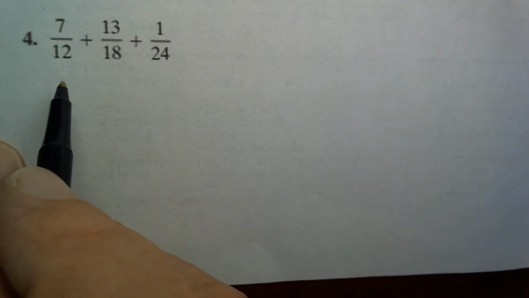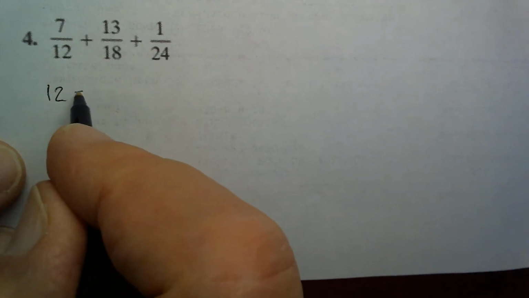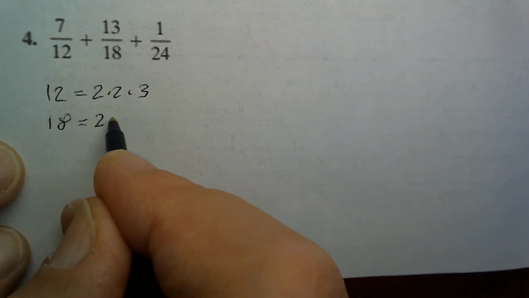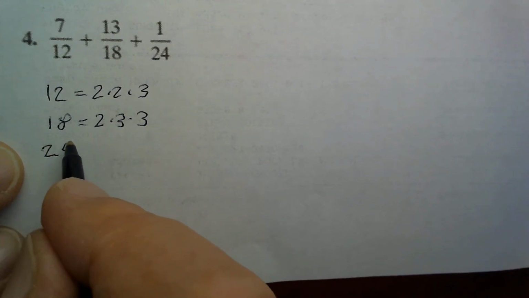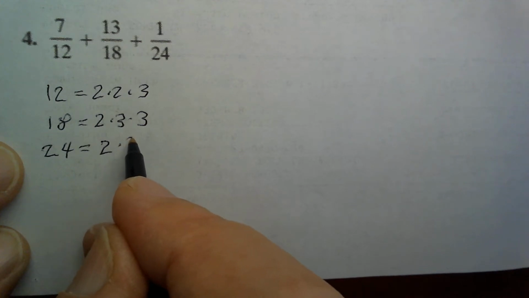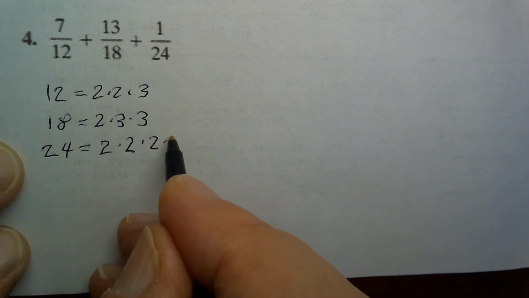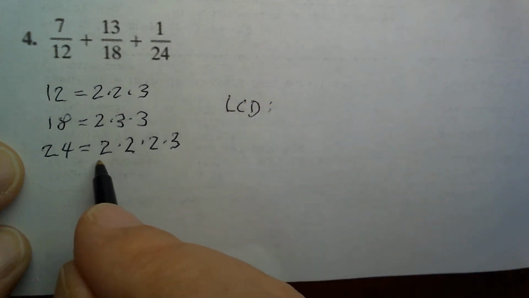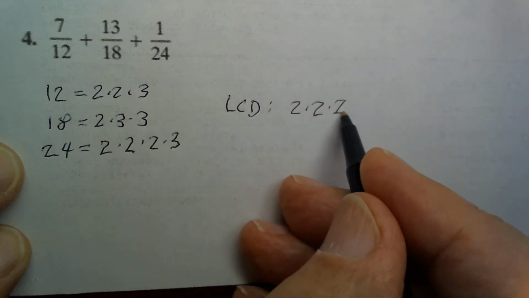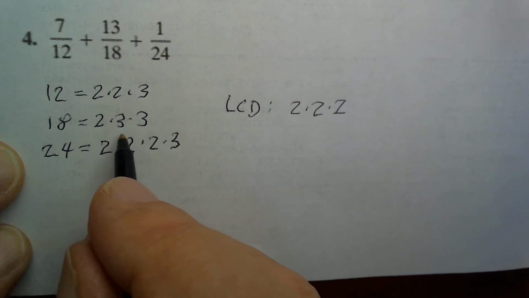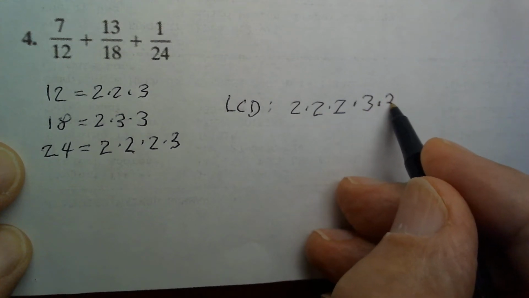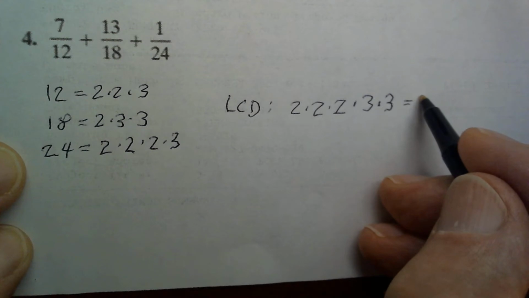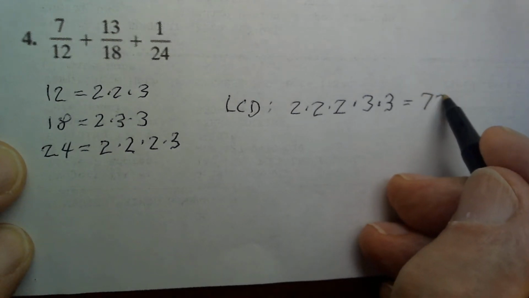We apply the same method when we have more than two fractions. So here we factor 12, and 12 is equal to 2 times 2 times 3, and 18 is equal to 2 times 3 times 3, and 24 can be factored into 2 times 2 times 2 times 3. So then the least common denominator would be equal to 2 times 2 times 2, the highest number of factors of 2, and then times 3, because 3 occurs twice, and that covers everything, and so that is equal to 72. So that's our least common denominator.